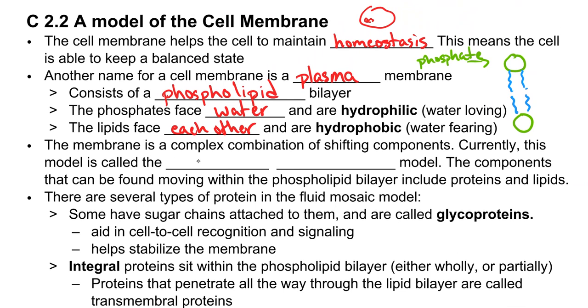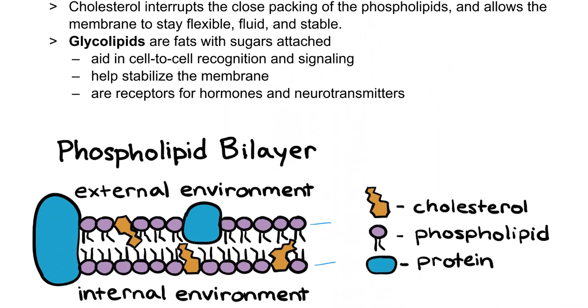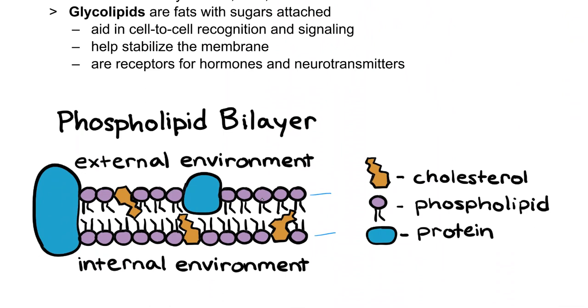The membrane is a complex combination of shifting components. Currently, this model is called the fluid mosaic model. What that means, it's fluid because parts of this plasma membrane, they can move around. If we go back to this model that we were talking about earlier, these phospholipids, they can trade places with each other. They can move around each other. This cholesterol unit, it can swap sides, and it can move around. These proteins can move around as well.